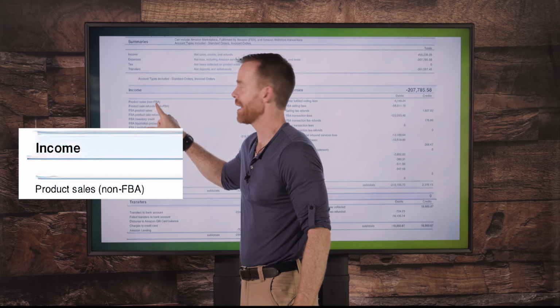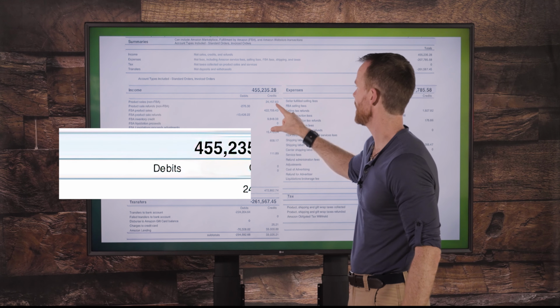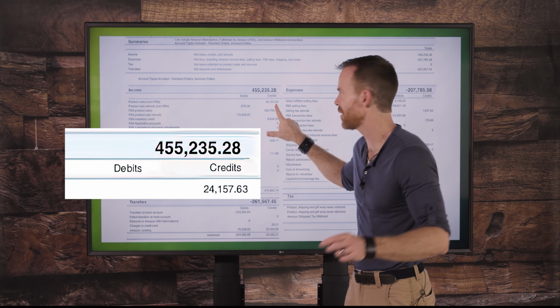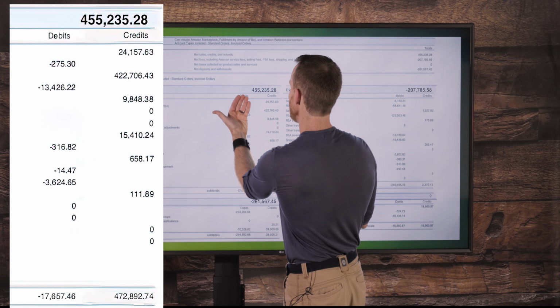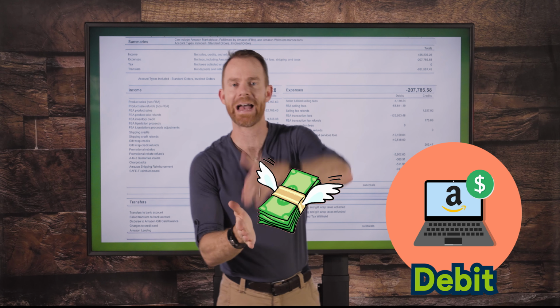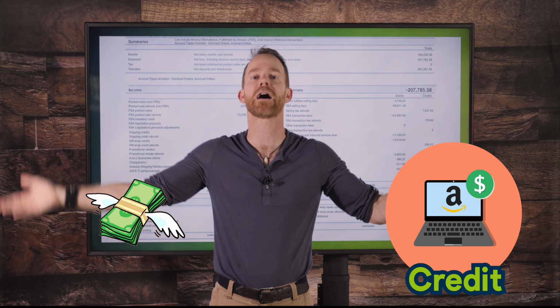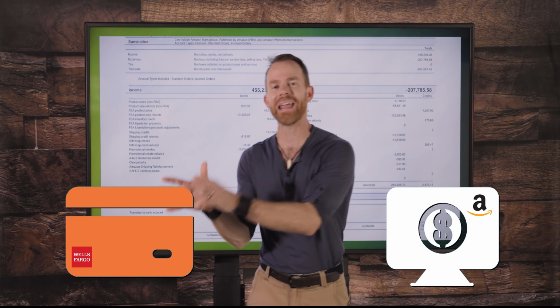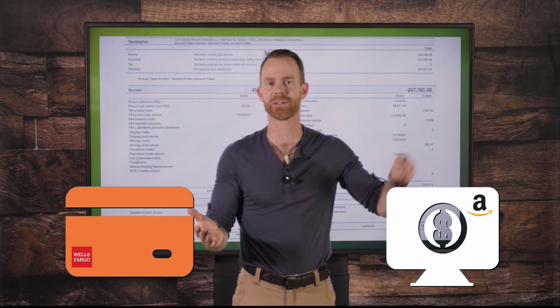Product sales, non-FBA. And as you can see over here, it is a credit. Every single line item on here is either a debit or a credit. Debit, money coming out of your Amazon account. Credit, money coming into your Amazon account. Now, don't confuse your Amazon account with your bank account that's attached to the Amazon account.